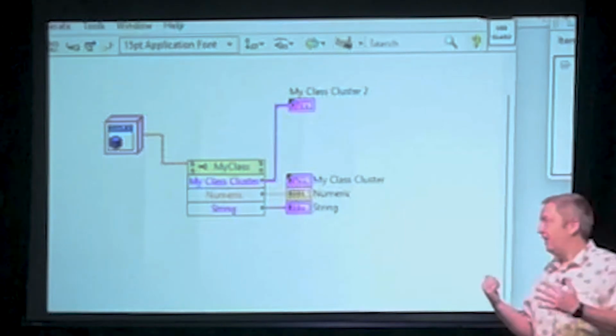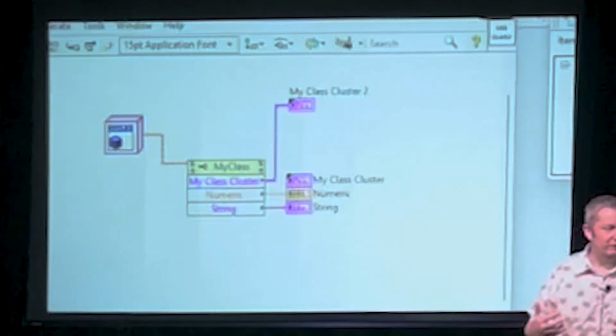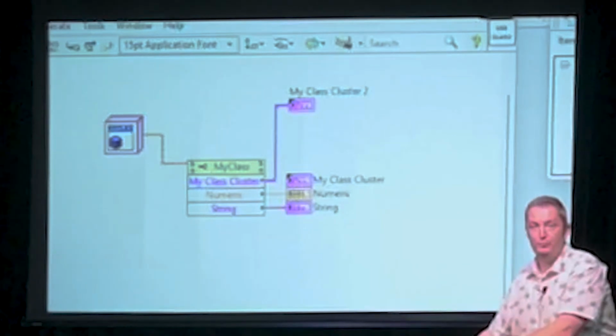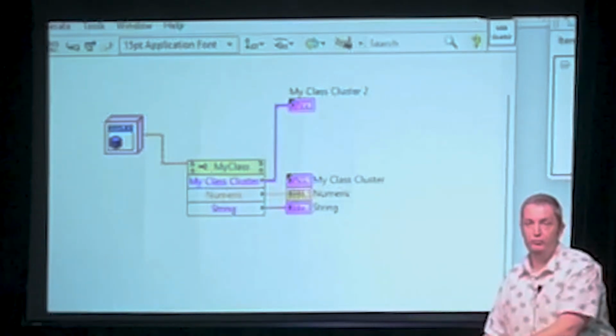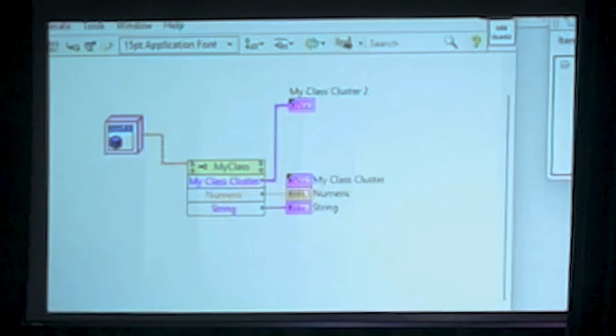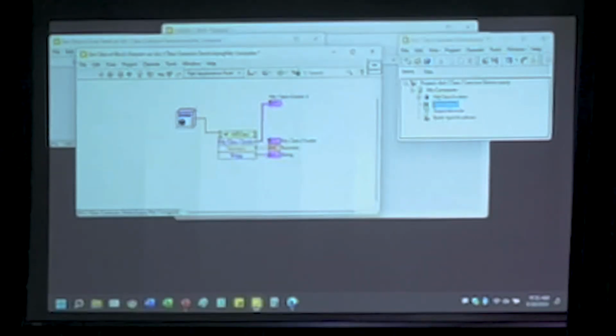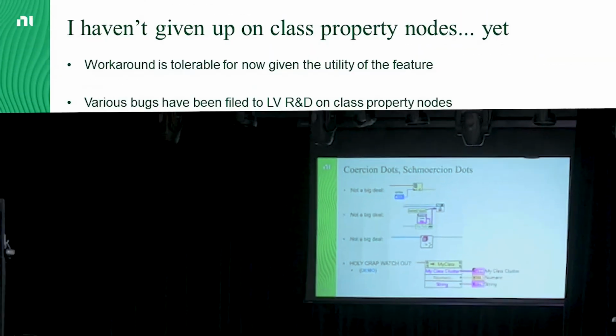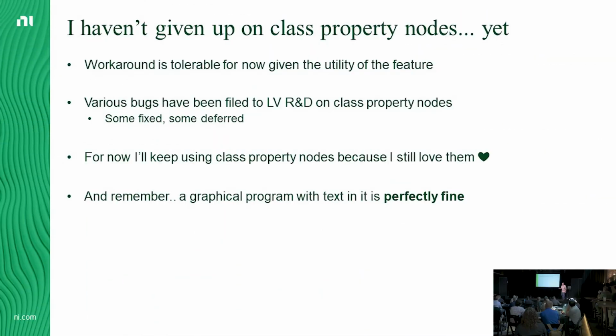There might be other ways. This is another bug, file to R&D, whatever. But if you ever see that coercion dot, you're going to have a build failure later, so make sure you address it right then. Now, remember with the error ring, once I started seeing those issues, I was like, okay, I'm never going to use error rings anymore. But I love class property nodes so much, I'm okay with this workaround. I'm going to keep using them, and I'm going to keep an eye out for those coercion dots.